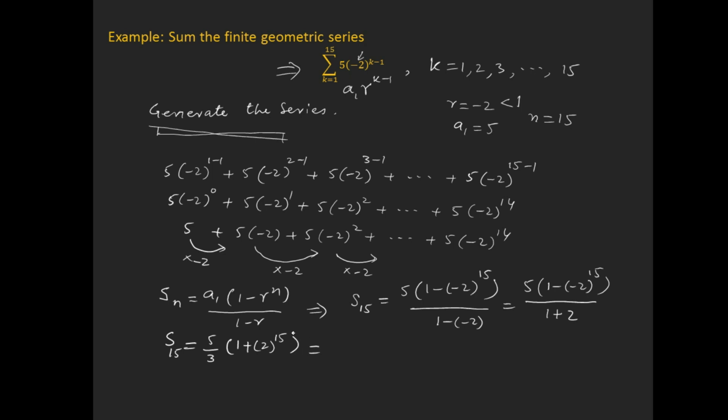Now putting this whole in the calculator: 5 in bracket 1 plus 2 exponent 15, bracket close, divided by 3, and the answer is 54615. This is the answer.